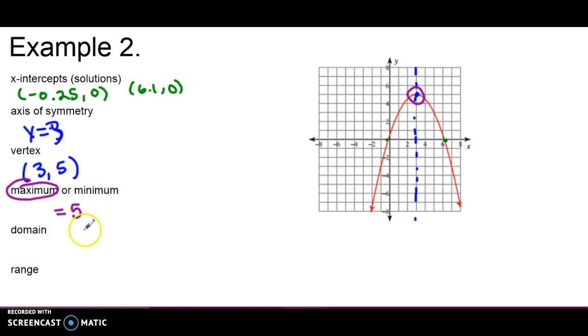Now remember, domain is going from left to right. Wherever I drag my pencil, what points it's going to hit. It looks like this parabola goes from negative infinity to positive infinity. So I have negative infinity, comma, positive infinity. And then my range, I start at the bottom. So from negative infinity all the way up to a 5. Negative infinity we can never touch, so it'll be open parenthesis, negative infinity to the positive 5. My graph actually touches that, so that will be a closed bracket. And that's our second example.